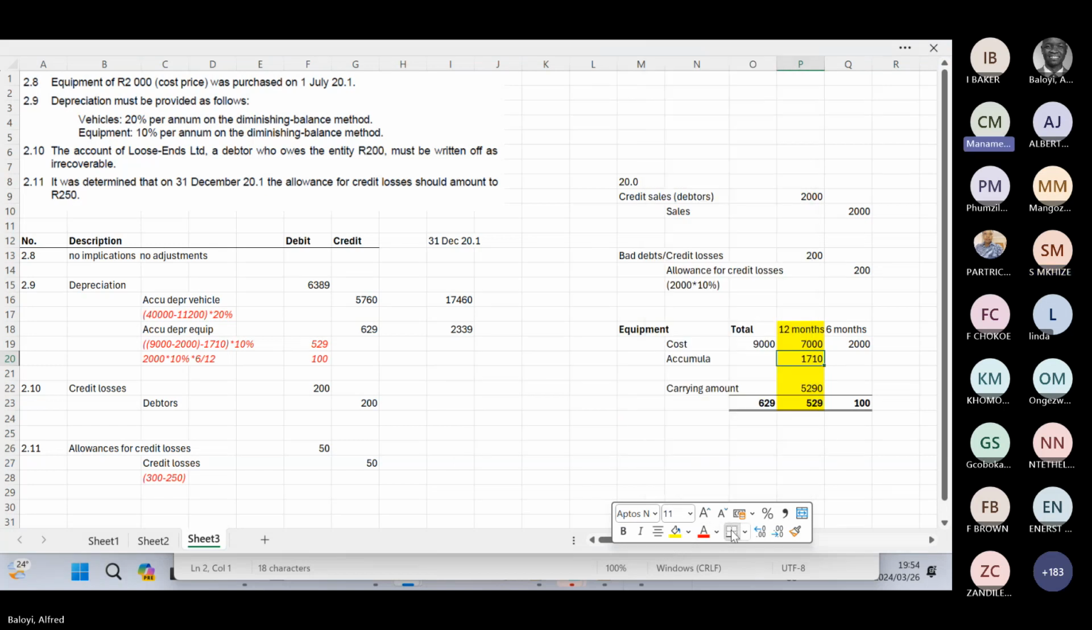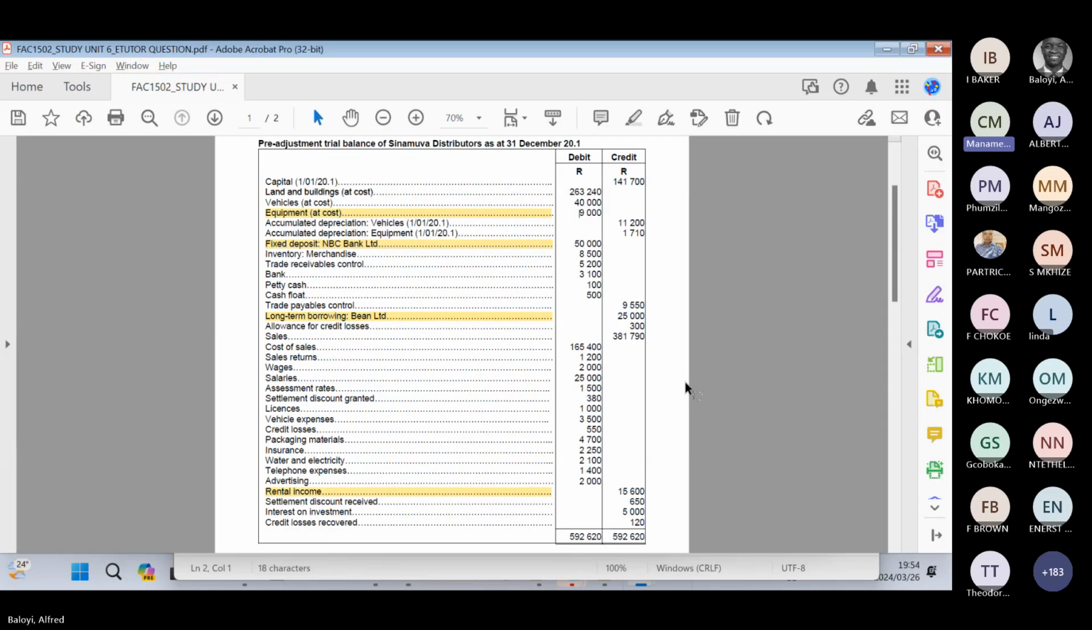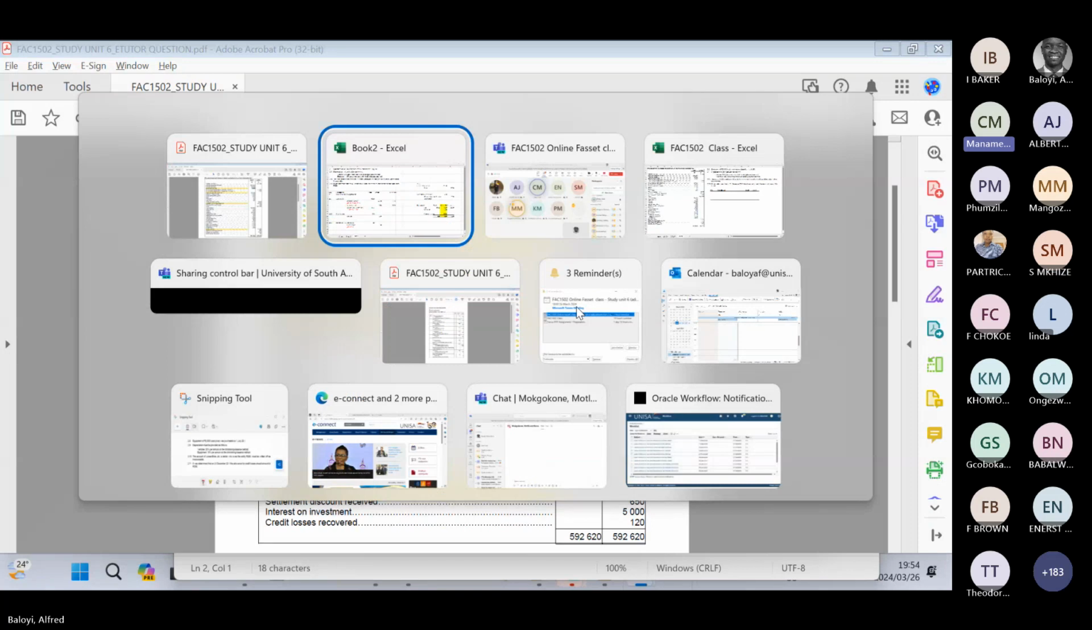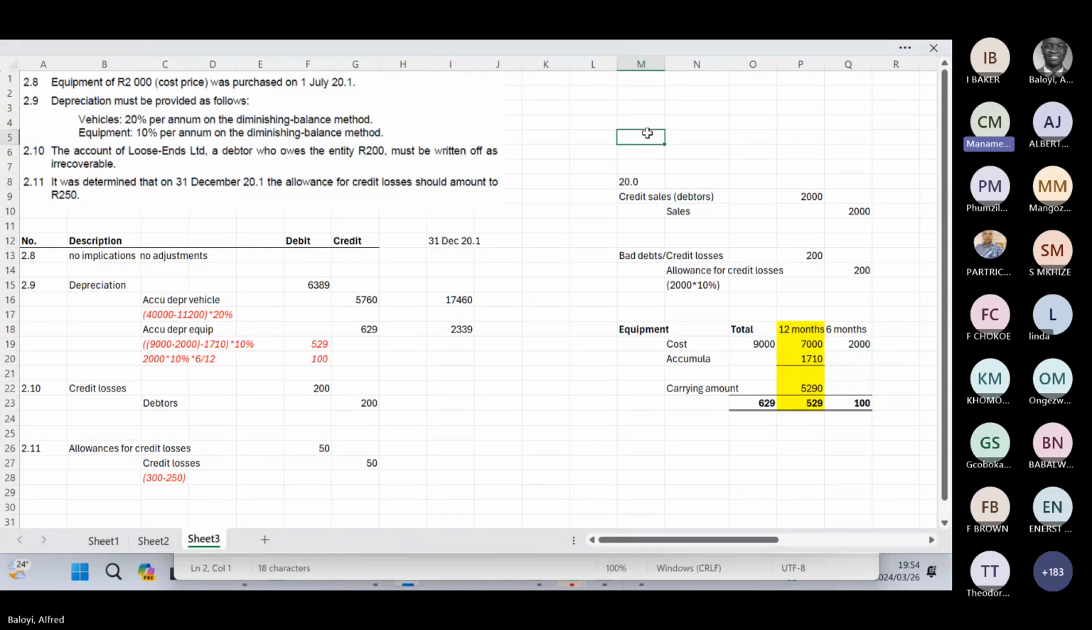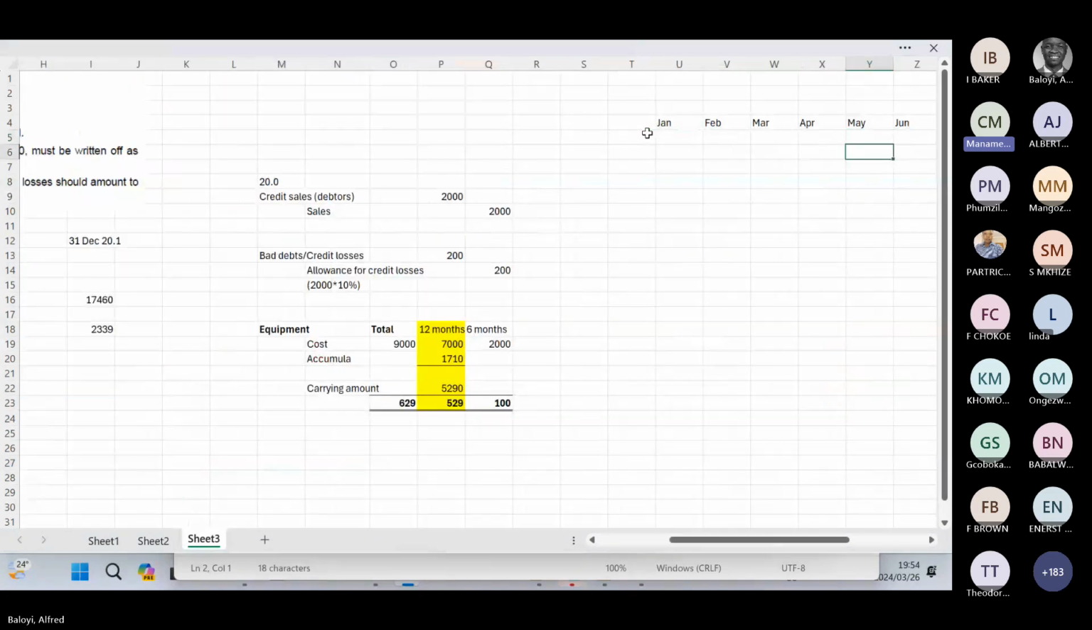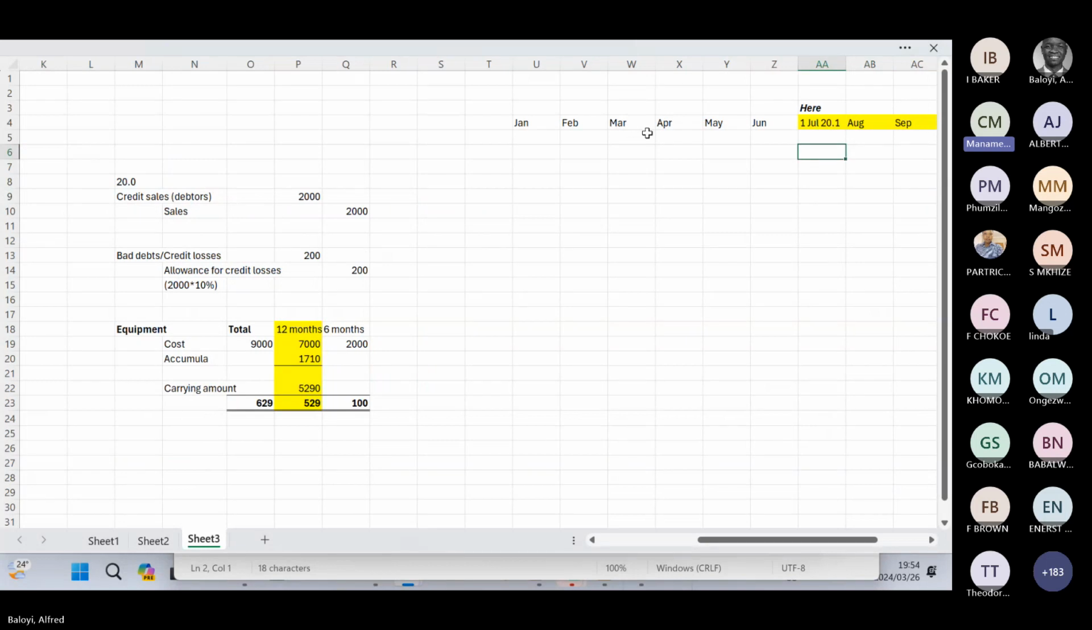Remember, they gave us from the trial balance. Mr. Alfred, you can show the trial balance with the date. So on the trial balance, they have given us the 9,000 at the end of the year. And remember, this equipment was bought on the 1st of July, so it has been included in this amount at the end of the year. Hence we remove it, because we need to calculate the depreciation for 6 months for that 2,000 equipment, because it was not in our possession for the whole current financial year.